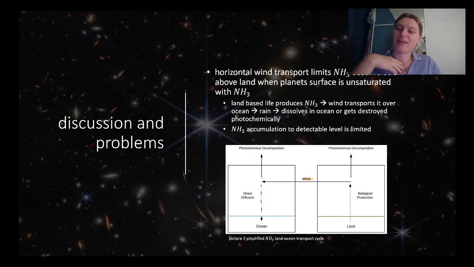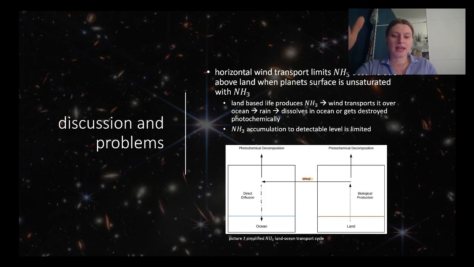Now I'd like to talk about the problems and have a little discussion. The thing is that they forgot about the wind, or they didn't take it into account at first. So they had another simplified NH3 land-ocean transport cycle model made, as you can see in picture 7. And the most important thing is that horizontal wind transport limits NH3 accumulation above land when the planet surface is unsaturated with NH3.